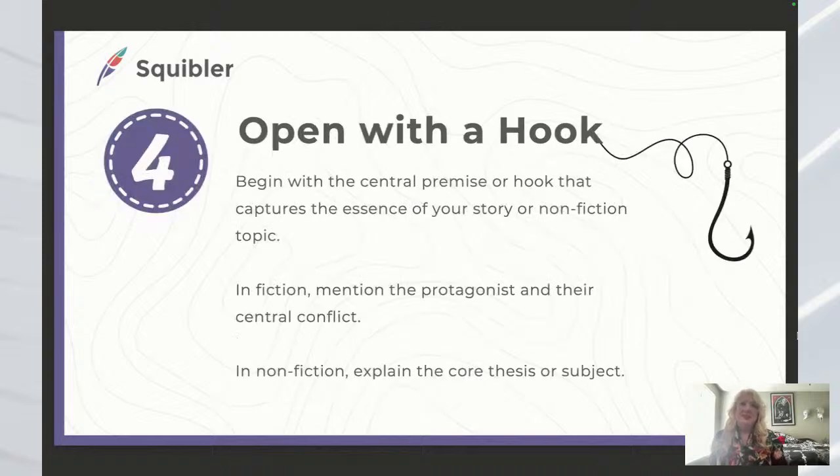Another good tip is to open with a hook. You want to begin with a central premise or hook that captures the essence of your story or nonfiction topic. And this is something we've learned when we were writing even in middle school and before. We want to capture our reader and make them want to read more. In fiction, you do want to mention the protagonist and their central conflict. In nonfiction, you want to explain the core thesis or subject.